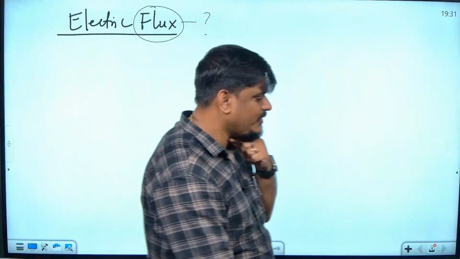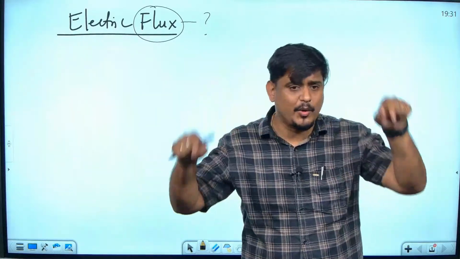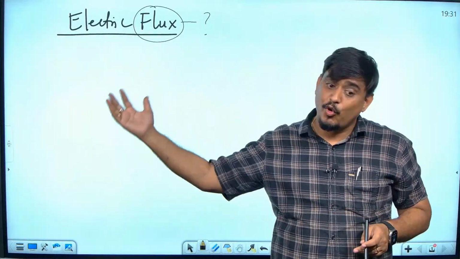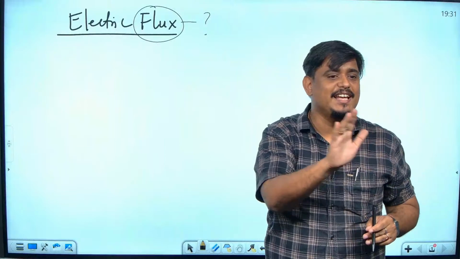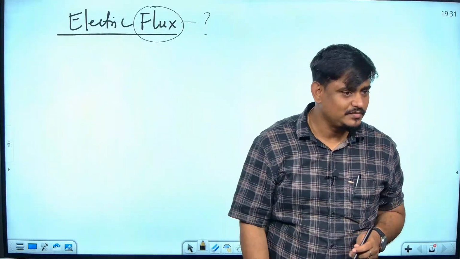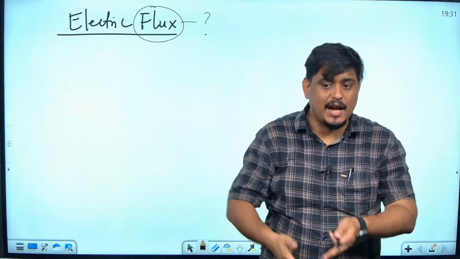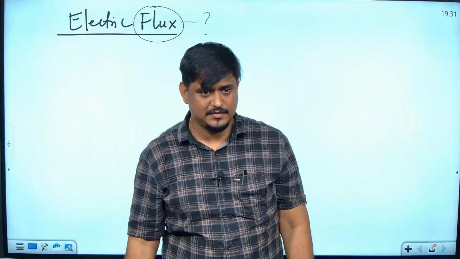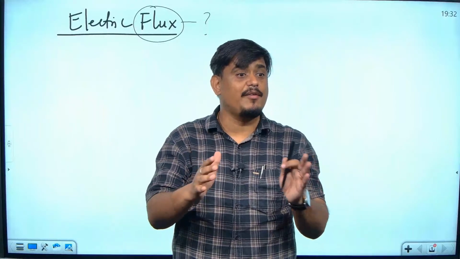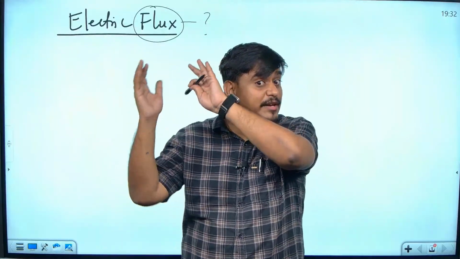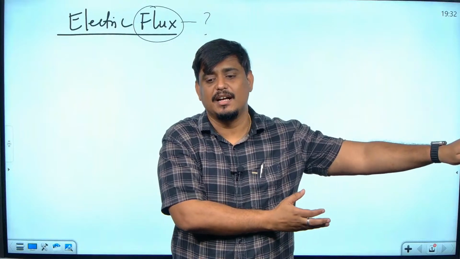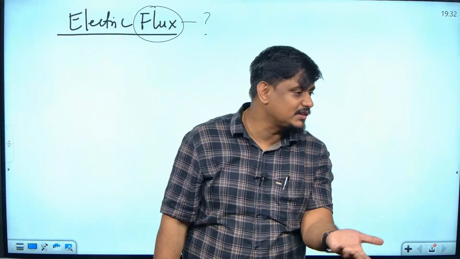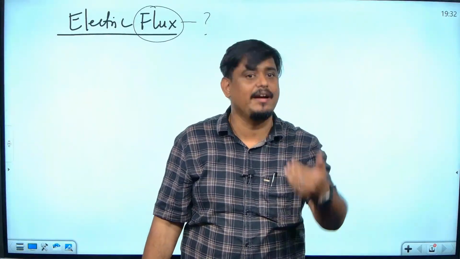For example, if you have a window in home and air is flowing through it, we will say air flux. If you have an opening and water is flowing through it, it is water flux. Are you getting my point? If you have electric field flowing through an area, that is called electric flux. Are you getting my point? Write definition first.